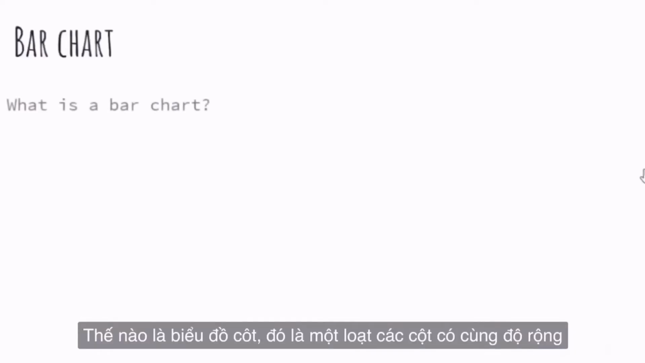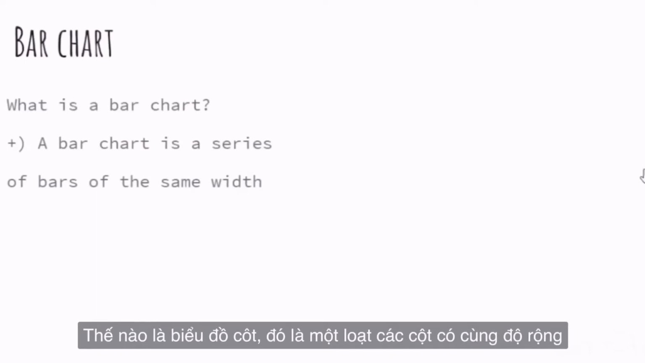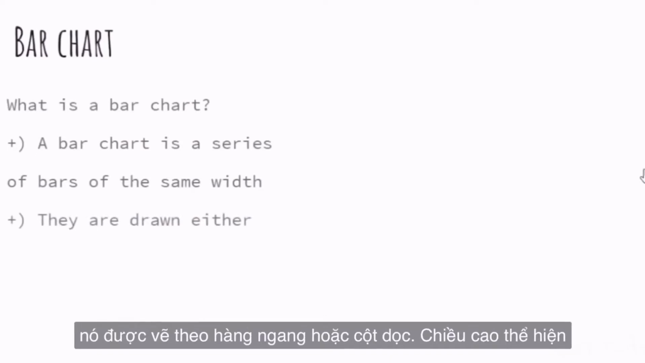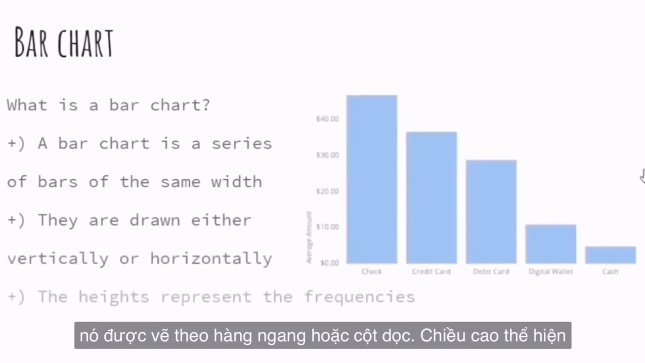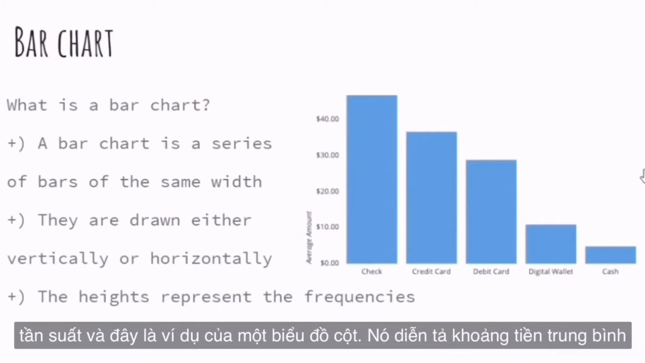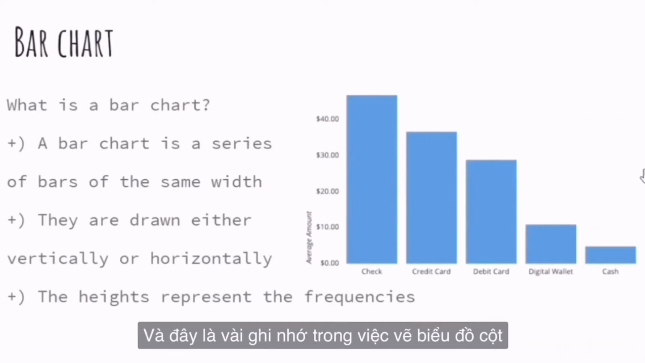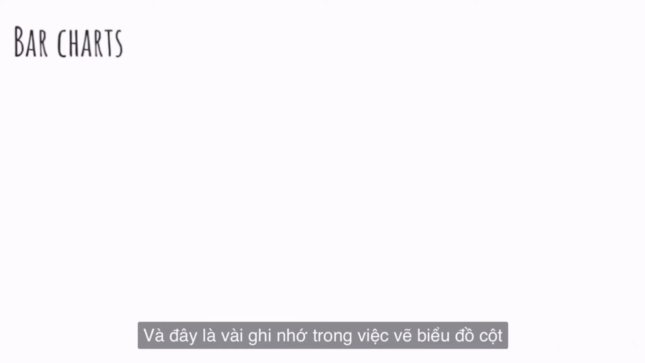So here, 31.3, we will talk about bar charts. What is a bar chart? A bar chart is a series of bars of the same width, and they are drawn either horizontally or vertically. The height represents the frequency, and here is an example of a bar chart. This represents the average amount of money.